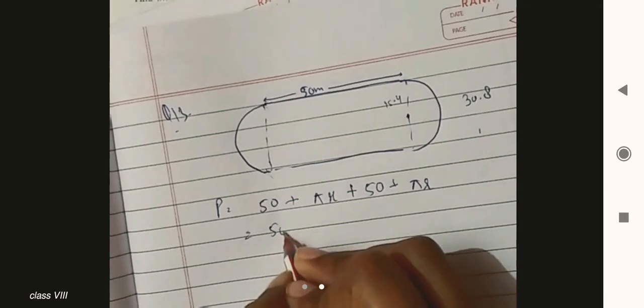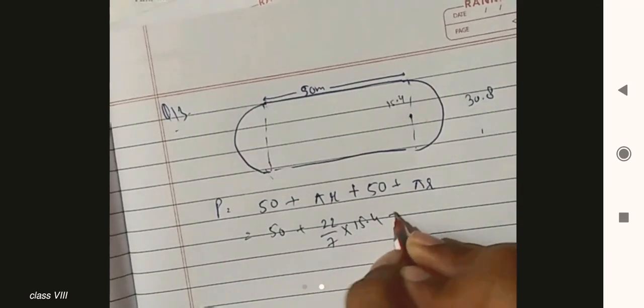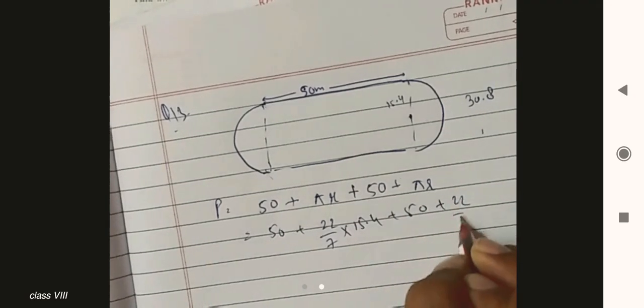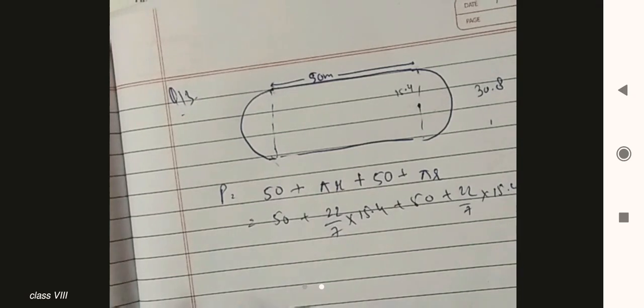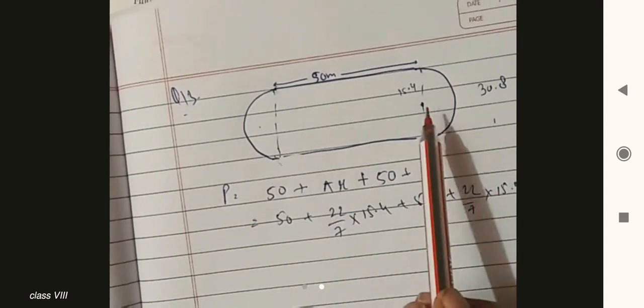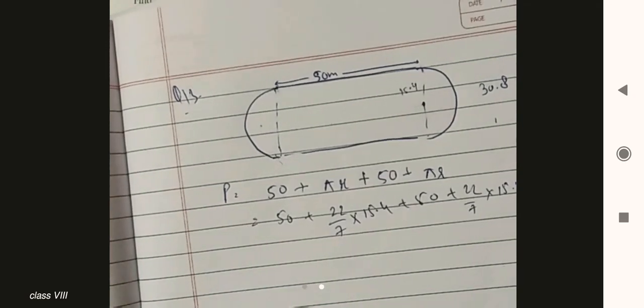So 50 plus 22 upon 7 r, you know that r is 15.4, plus 50 plus 22 upon 7 into 15.4, and then you will solve it and you will get the answer. Similarly for area also, area of these two semicircles plus area of this rectangle. So this is how you will do this whole exercise 34.4.